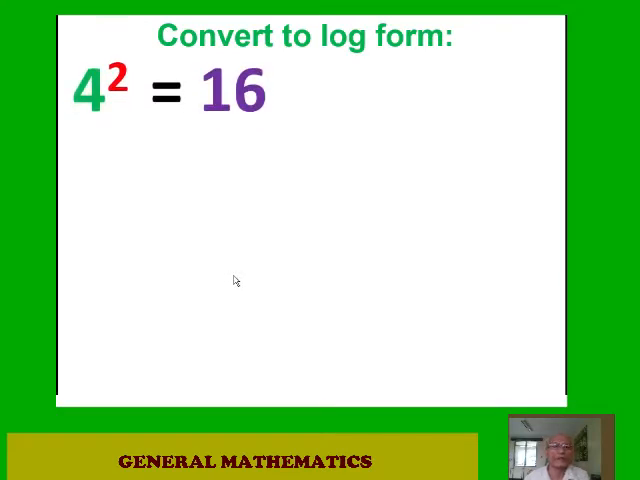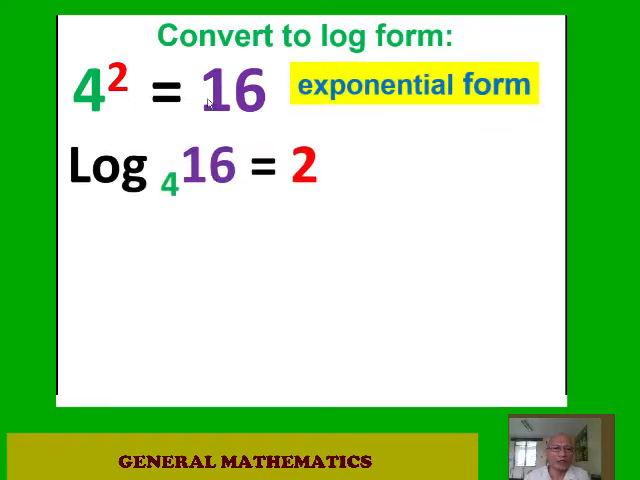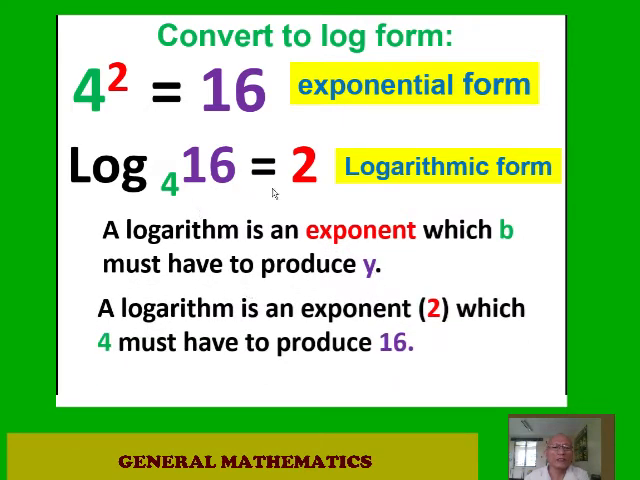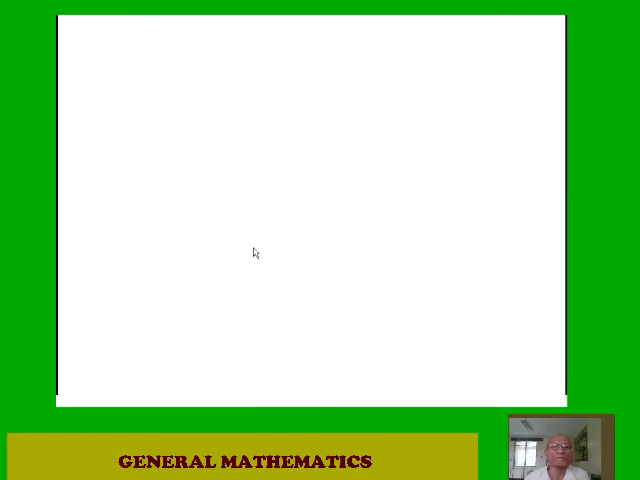For example, convert exponential form to logarithmic form. 4 squared equals 16. So this is exponential form. In logarithmic form, this is log of 16 base 4. The exponent is the value of the logarithm. So this is the logarithmic form. Here in our logarithm, the exponent 2 is the value of the logarithm, which is the exponent in the exponential form, as we define logarithm.